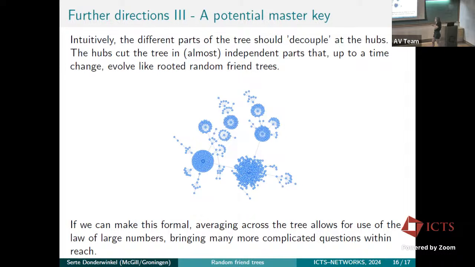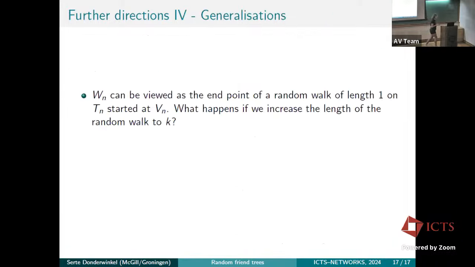This is really, I think, to understand this model much better, formalizing this idea would be really, really nice. There are also some modifications of this model. So Wn can be viewed as the endpoint of a random walk of length 1 on Tn, started at Vn.